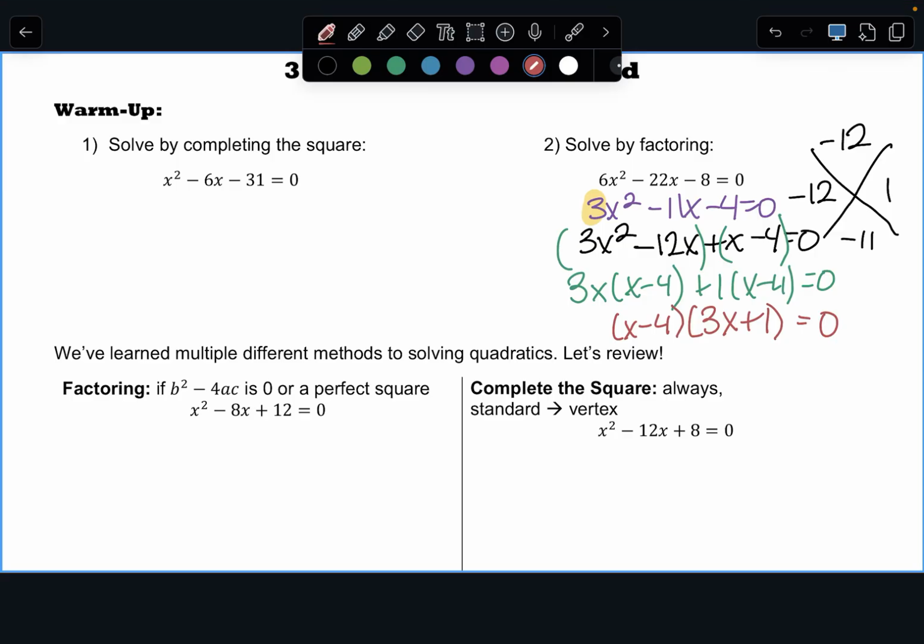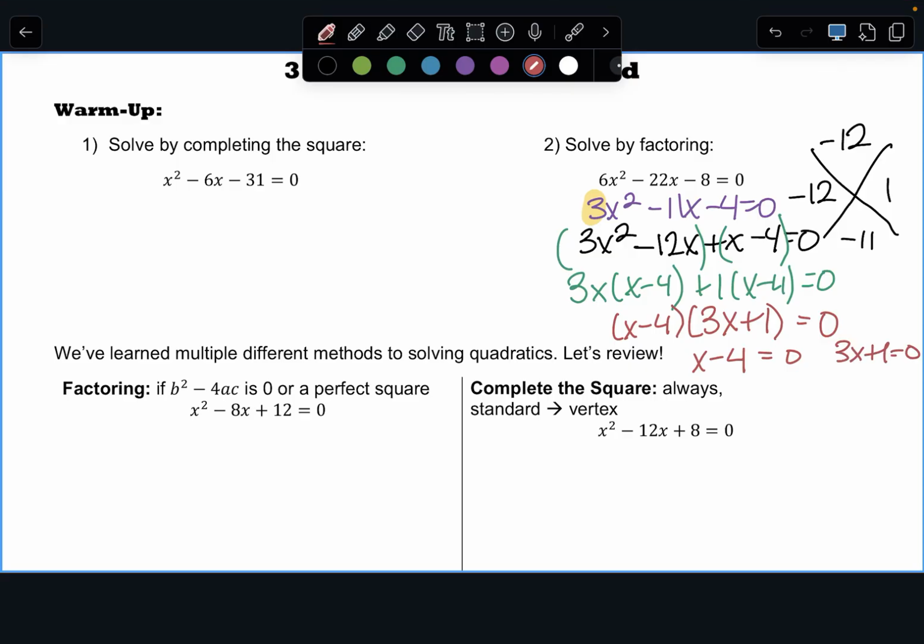That is all something we could have done last unit. The new thing is, what should I do to each of these pieces? What happens to the GCF that we took out? I divided it off. Set them equal to 0. Set each one equal to 0. Perfect. So x minus 4 is equal to 0, and 3x plus 1 equals 0.